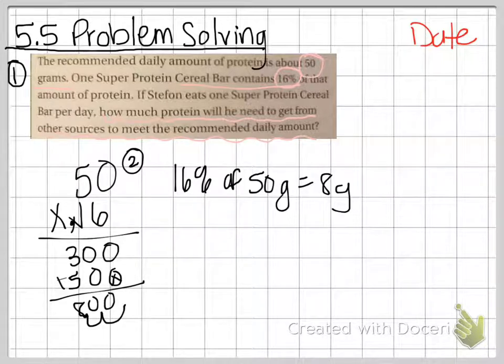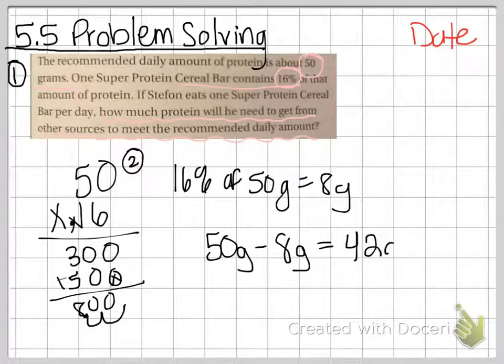Now the question is, how much protein will he need from other sources? So you need to take the total number of grams needed per day, subtract the grams from the protein bar, and you are left with 42 grams needed from other sources.